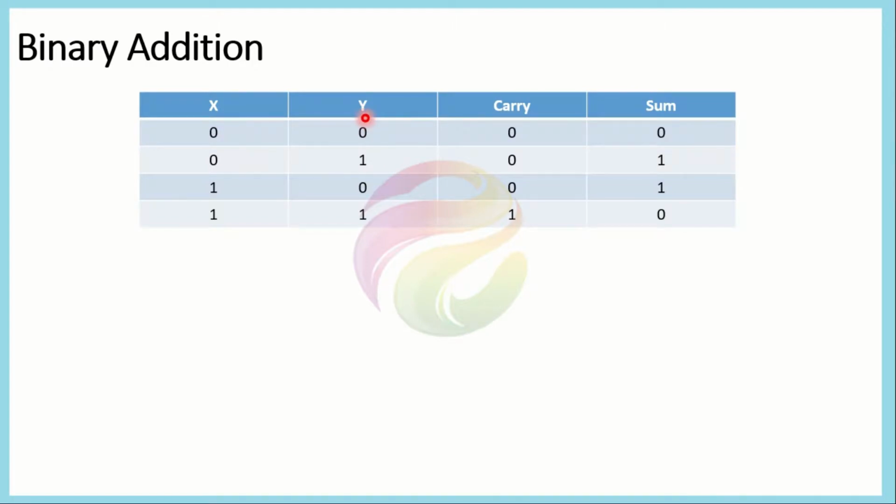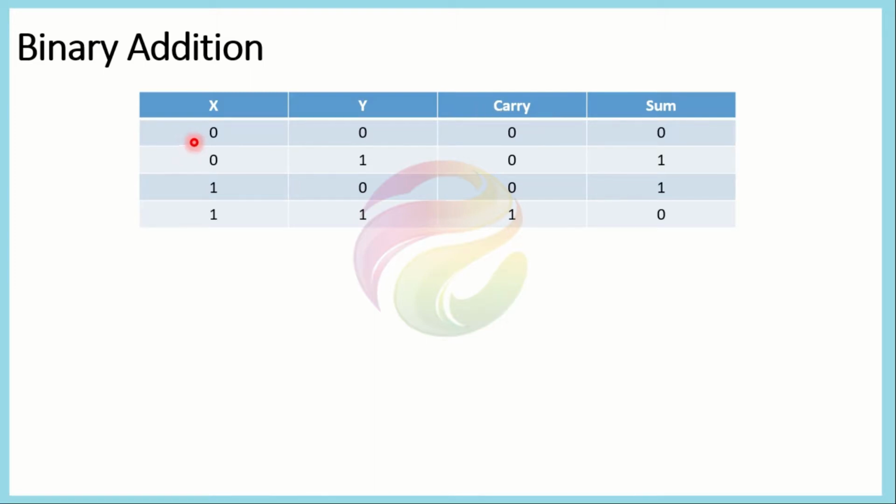Suppose we have two numbers here. One is x and the other is y. Both of them represent single bit numbers, and both could have a value of either 0 or 1. So we could form 4 different combinations depending upon the values of x and y: 0 0, 0 1, 1 0, and 1 1. The result here will be represented in 2 bits. One is the main result, which is represented in the sum bit, while we'll also have a carry bit.